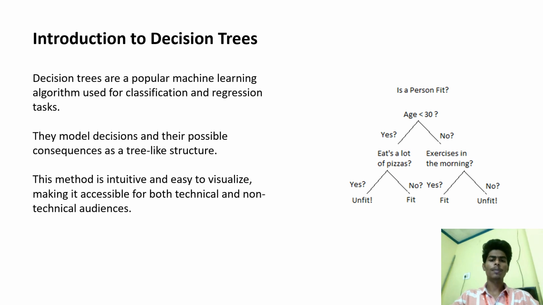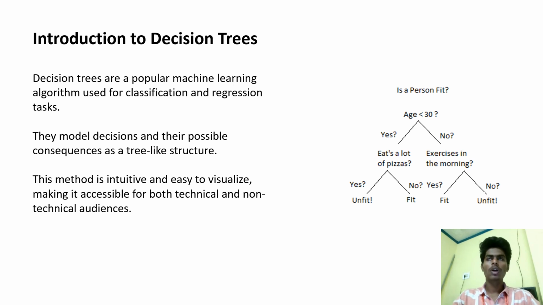Decision trees are a popular machine learning algorithm used for classification and regression tasks. Here, we mostly use it for the classification task only. They model decisions and their possible consequences as a tree-like structure. It means here we will take decisions in a tree manner.